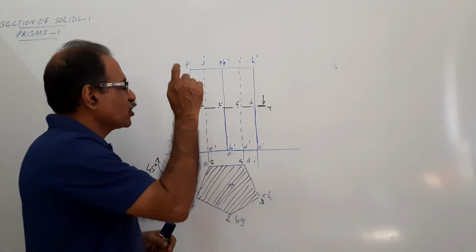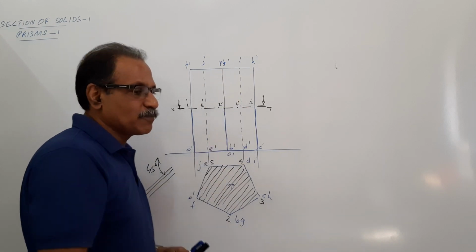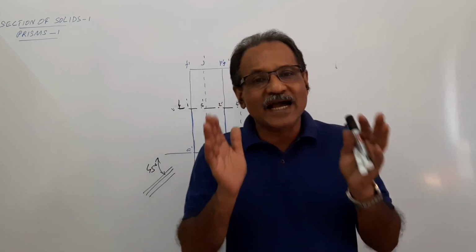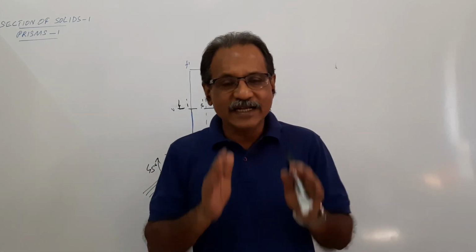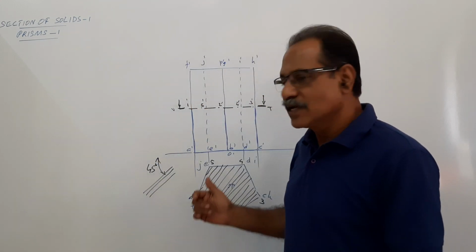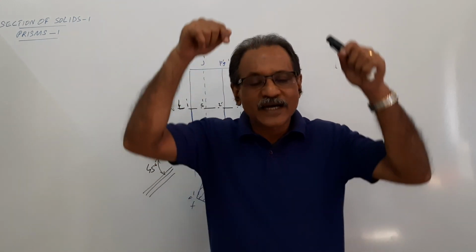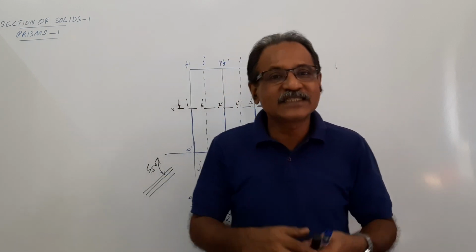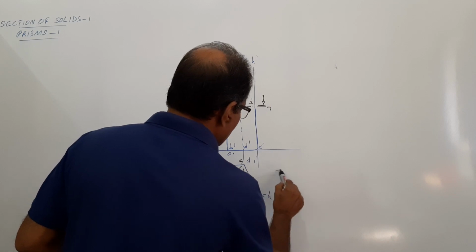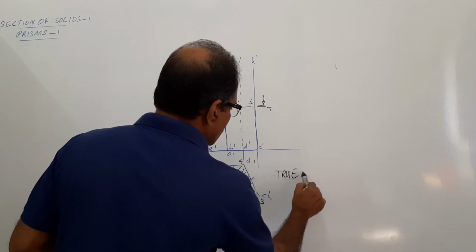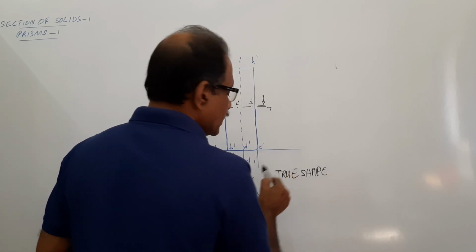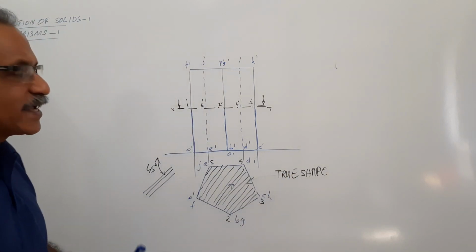So what you have drawn? You have drawn the sectional elevation, you have drawn the sectional plan. Now you are asked to draw the true shape. What is meant by true shape? True shape is the actual shape of the cut surface. In this problem, since the cutting plane is horizontal, the sectional plan itself gives true shape. So what is true shape? This itself is true shape. So there is no need of drawing a true shape.